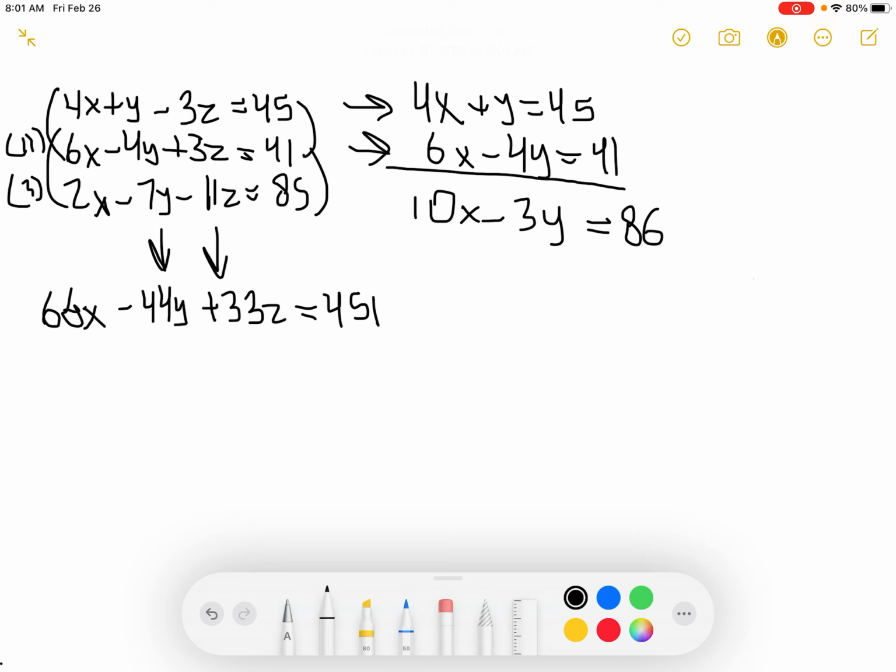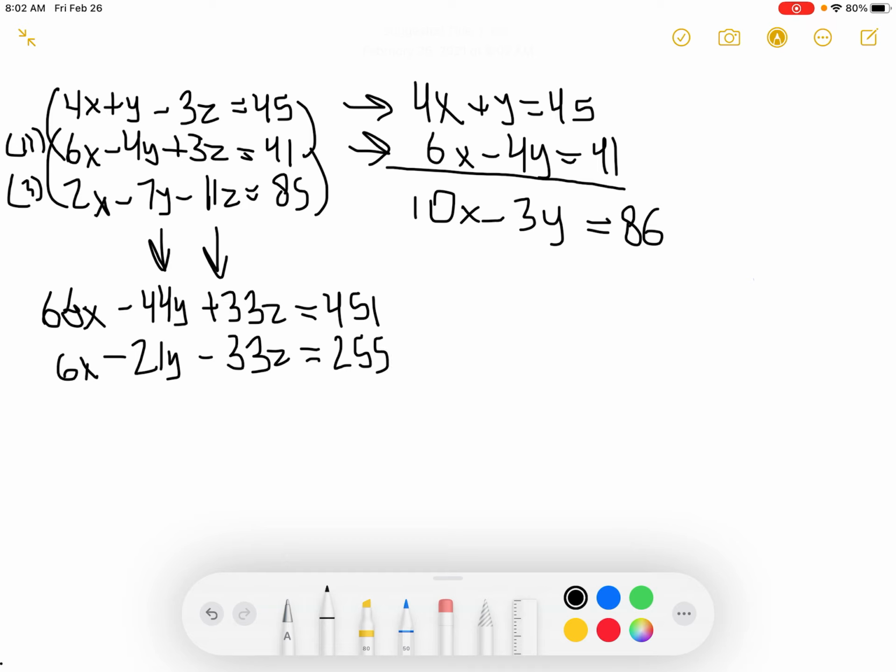Okay, now we do the bottom part. 3 times 2 is 6x. 3 times negative 7 is negative 21y. 3 times negative 11 is negative 33z. We can already tell these are going to cancel out. That's what we want. That's why we're even doing this. And then 3 times 85 is 255.